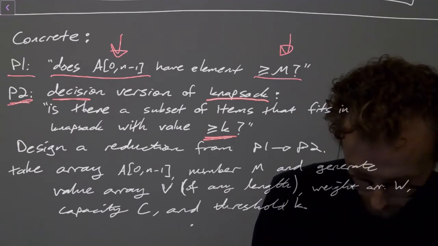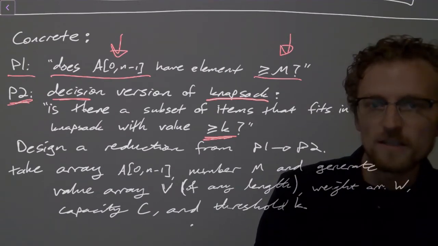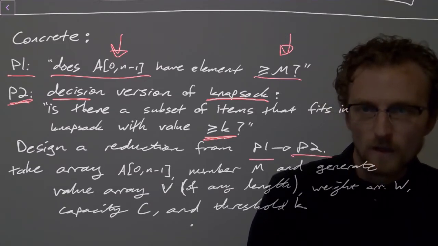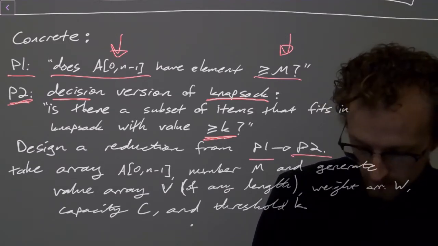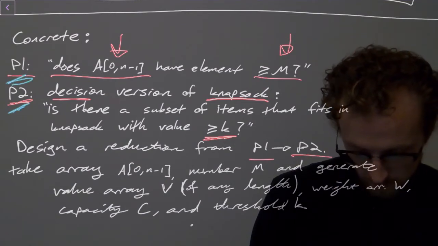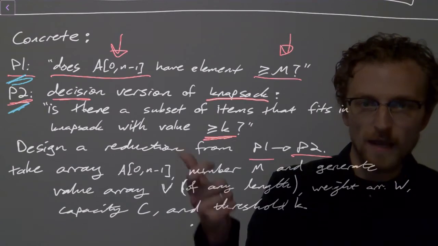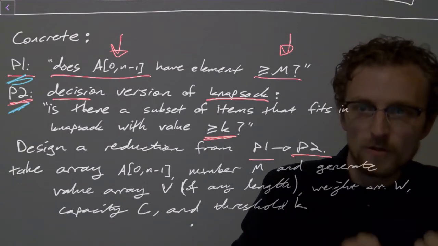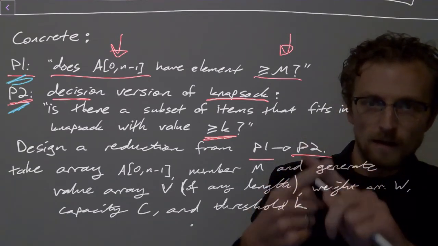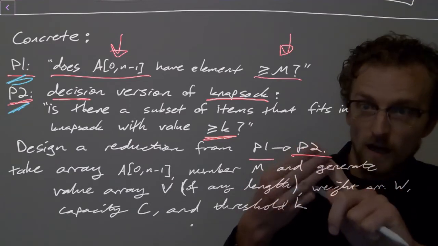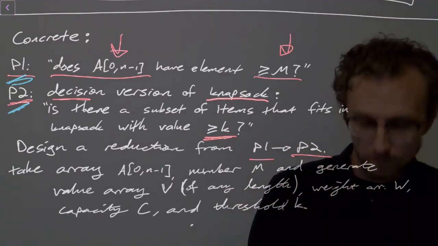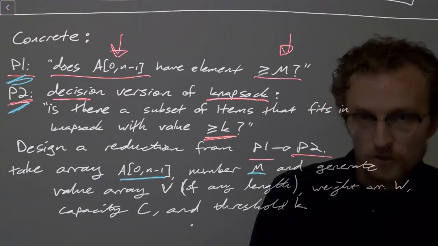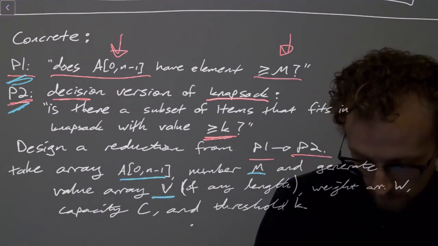So here's our goal. Given those definitions of P1 and P2, let's design a polynomial time problem reduction from P1 to P2. What does this mean? We need to convert instances of P1 into instances of P2. If I give you an array and a threshold, this reduction needs to generate an array of values, an array of weights, and a capacity and a threshold k for the knapsack problem. So you take an array and a threshold for our array search problem and generate an instance of the knapsack problem, which means you generate a value array.